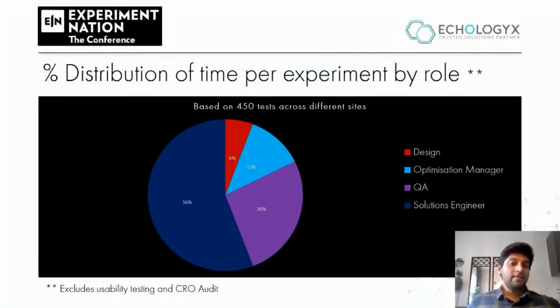There's a quick caveat that I have to mention here. Now, this excludes the time spent on the usability testing, I would presume, or even the CRO audit. And this is where the time of the optimization manager comes into play. So that is excluding that. And again, once you do a round of feasibility testing or a CRO audit, you can potentially get the ideas for running the tests for the next 3 months or next 6 months.